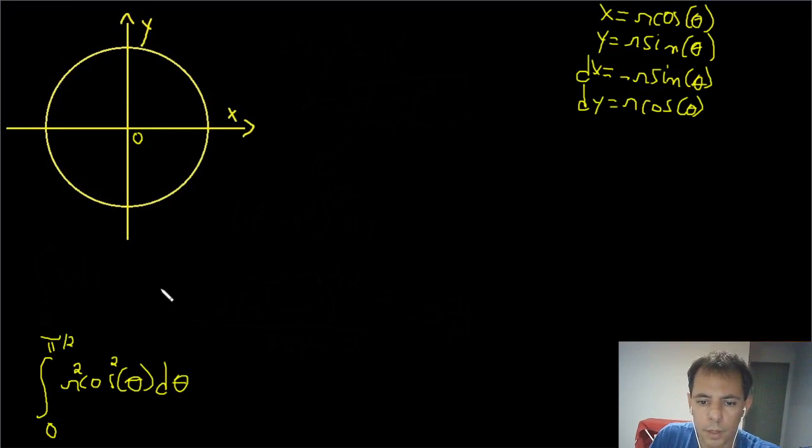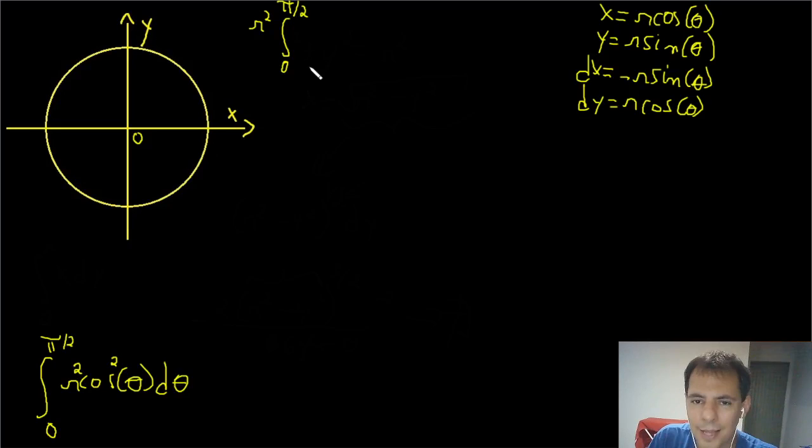All right, so let's do this here. Well, the r squared is just a constant. R is never going to change, so we can take it out of the integration. It'll be r squared, the integral from 0 to pi divided by 2 of cosine squared of theta with respect to theta.